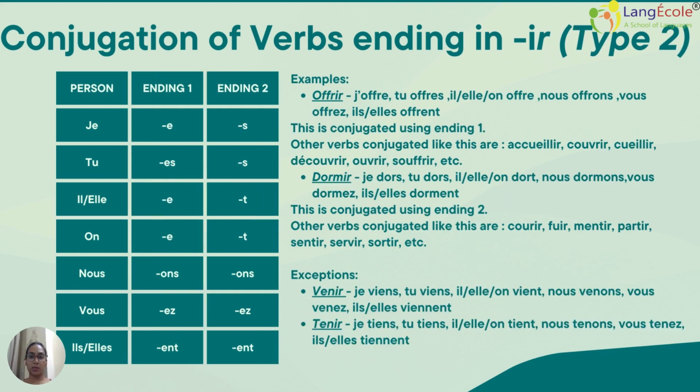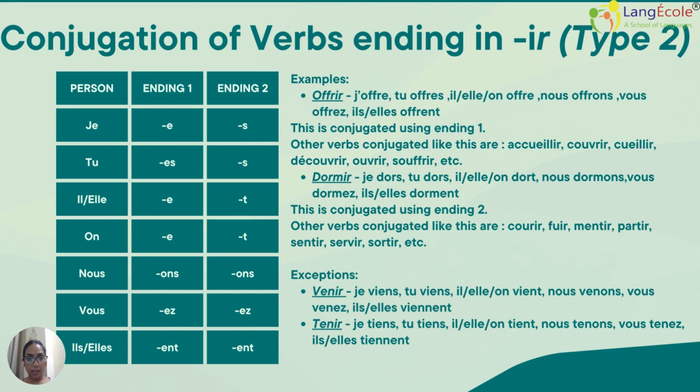The next are the second type of IR verbs. There are two types of IR ending verbs in the second type. Ones that are conjugated the same way as the ER verbs. For example, the offrir verb. It is conjugated like j'offre, tu offres, elle offre, nous offrons, vous offrez, and elles offrent. Some other verbs that are conjugated in a similar way are couvrir, découvrir, ouvrir, souffrir, etc.